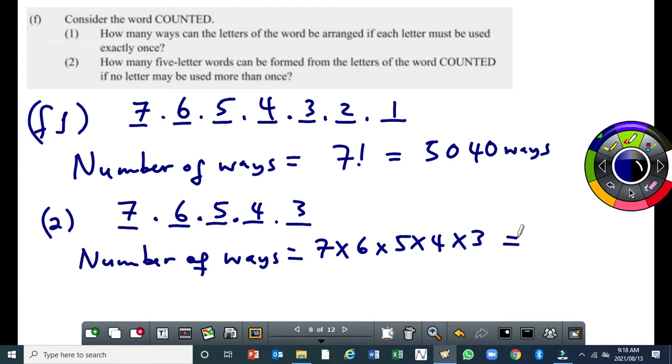And what is the answer? 2,520. Or you can also say 7 choose 5. You should get that as well. You've got 7 letters, but you're only choosing 5. Okay, for this one here, it will be 7 choose 7.